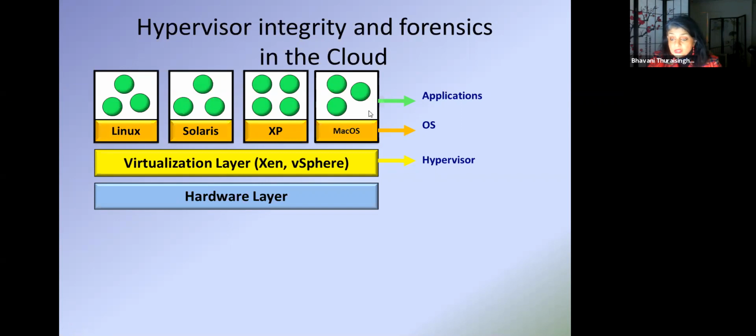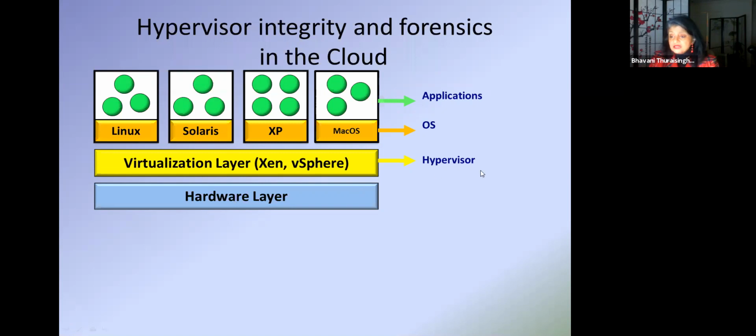So all the resources have to be shared. But imagine when you have all these multiple systems, they could all corrupt each other. And that's where VMware or Xen or the vSphere virtualization layer comes in. It ensures that there is separation between the host operating system, say Windows in this particular case, and guest operating systems like Linux, Solaris, and Mac OS, and so on. Of course, you have the hardware.